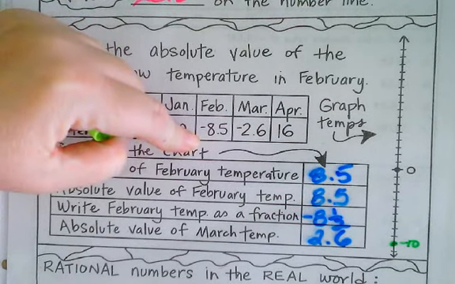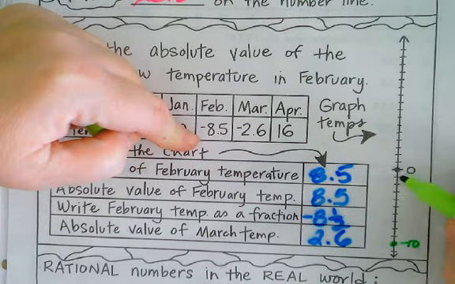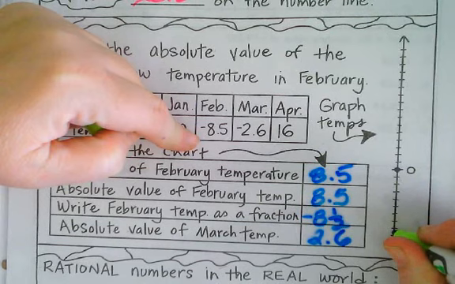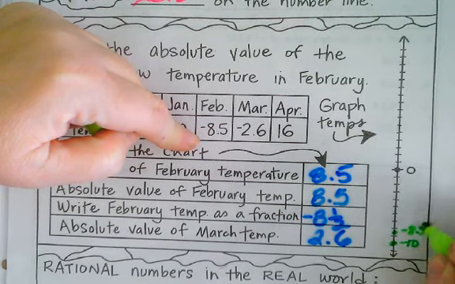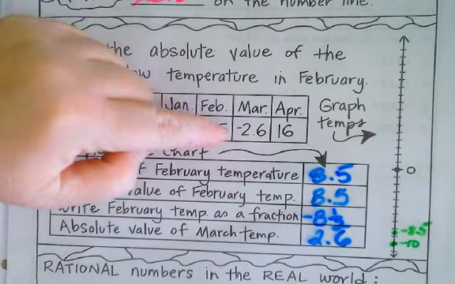Next is negative 8.5. So we have to go negative 1, 2, 3, 4, 5, 6, 7, 8. But 0.5 is half. So we have to go down halfway between, and this is negative 8.5. Are you still with me? Good.